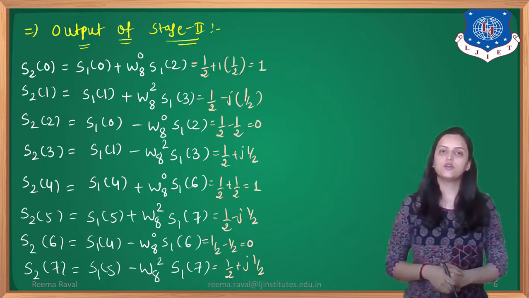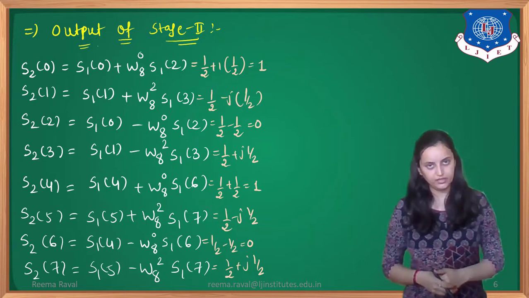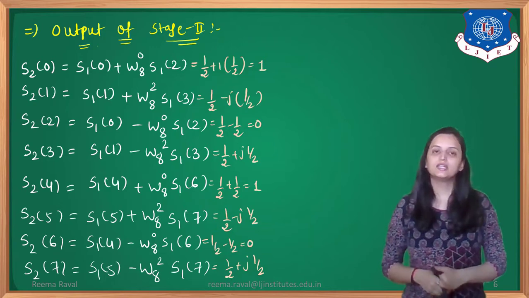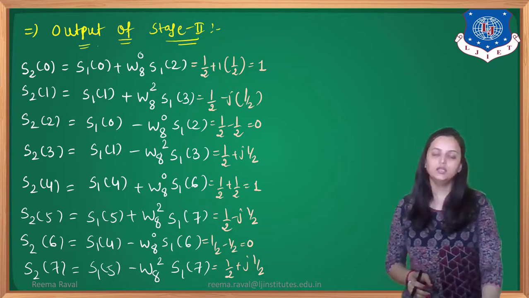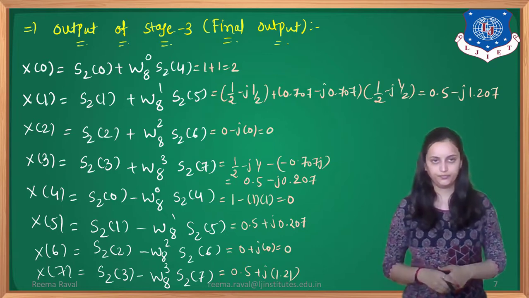And the last value, S2 of 7, is S1 of 5 minus W8^2 times S1 of 7, that is equal to 1/2 plus j 1/2. These are the outputs of stage 2. Now let's calculate the output of stage 3, which is our final output.